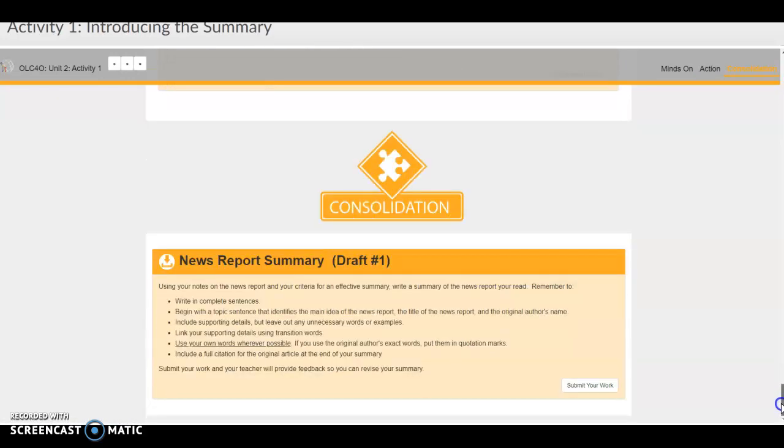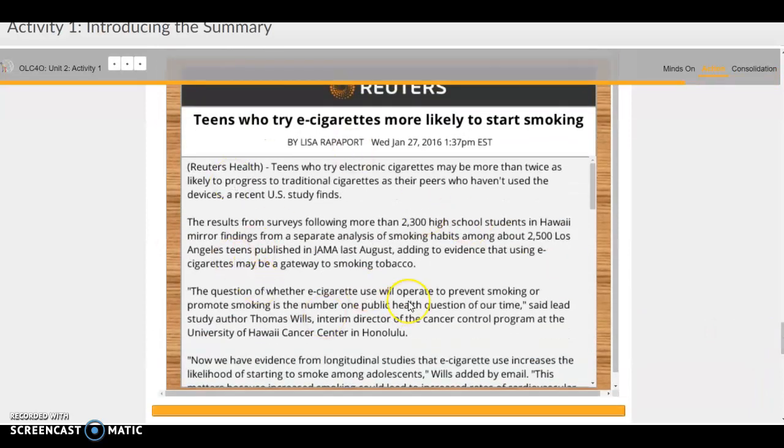And then you'll complete a second assignment, and you'll complete your first summary. And so it'll ask you to write in complete sentences. It'll tell you to begin with a topic sentence that identifies the main idea of the news report, the title of the news report, and the author's name. You're going to include supporting details, but leave out any unnecessary words or examples. You're going to link your supporting details using transition words. You're going to use your own words whenever possible. If you're going to take exact words from the article that you've read, put quotation marks around it. You must let the reader know that these are not your words, and you shouldn't be including a lot of quotations in your summary. You should be using mostly your own words.